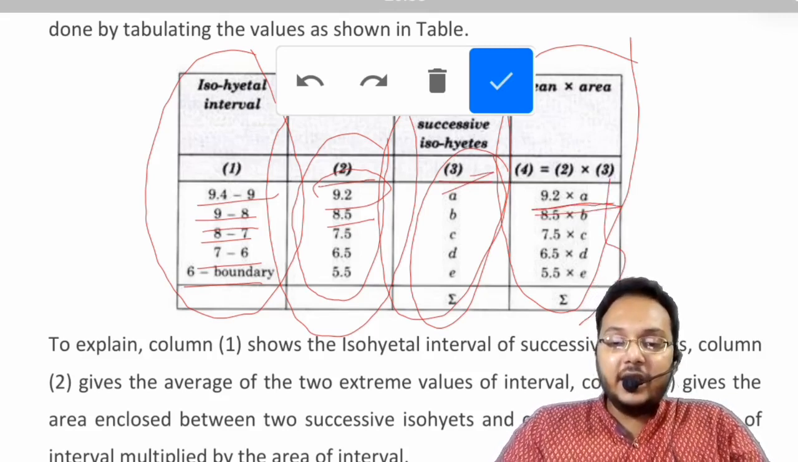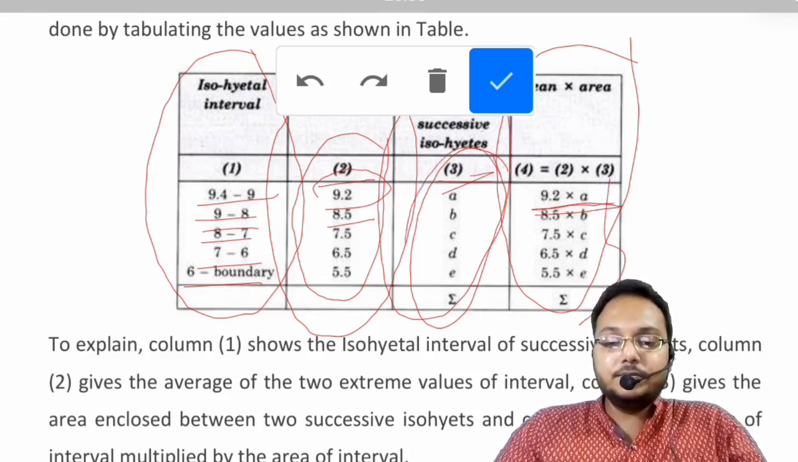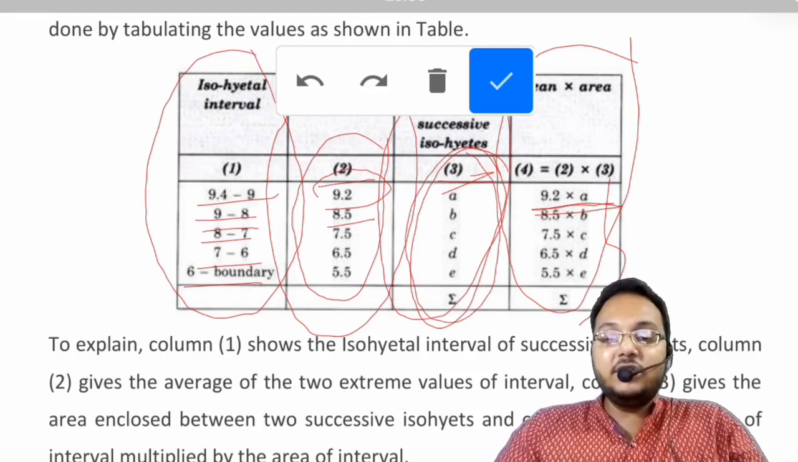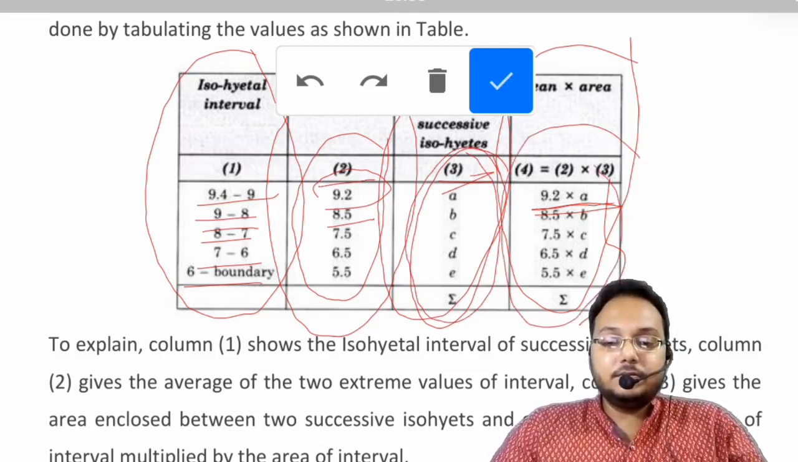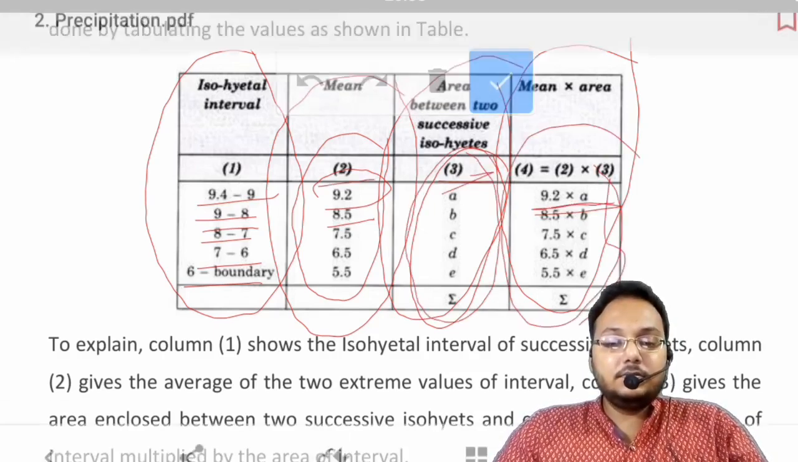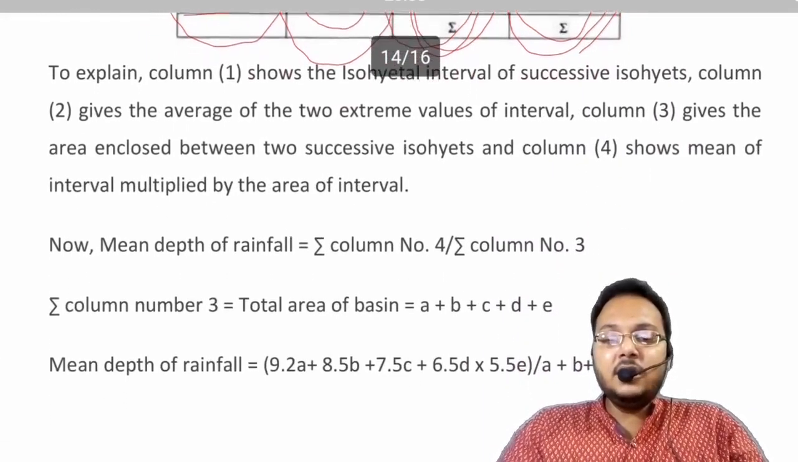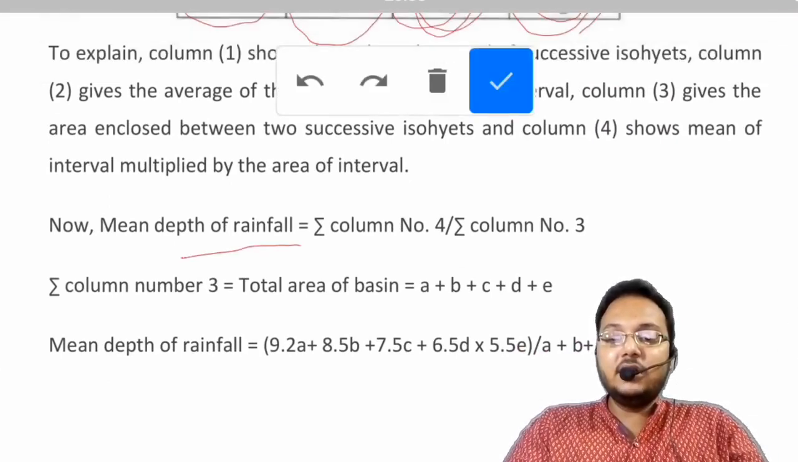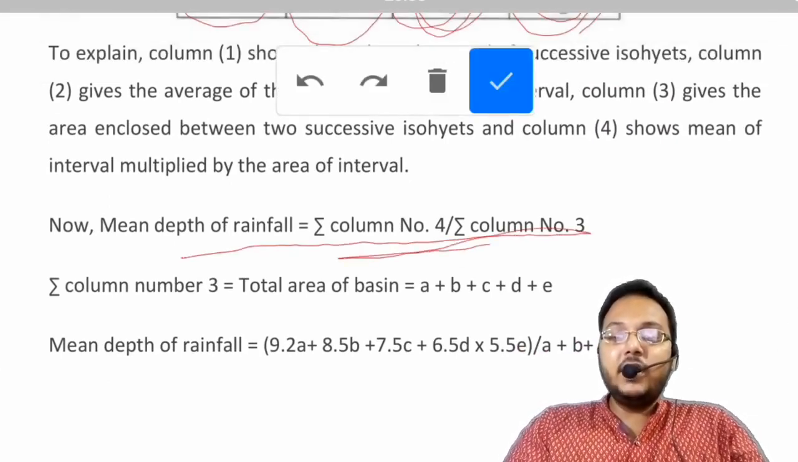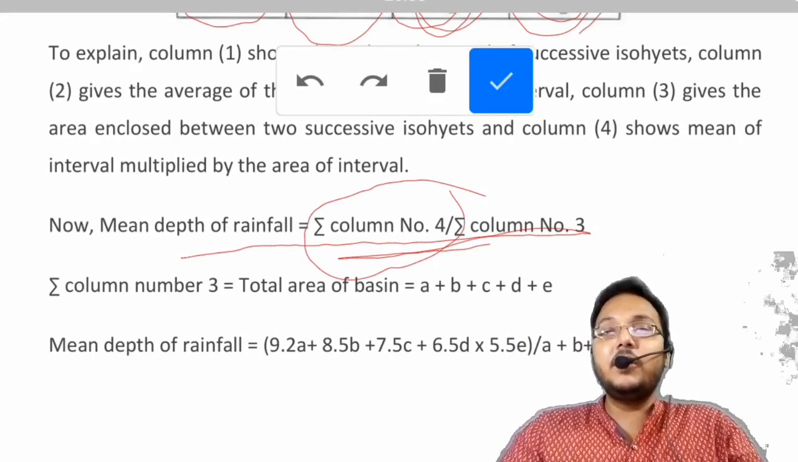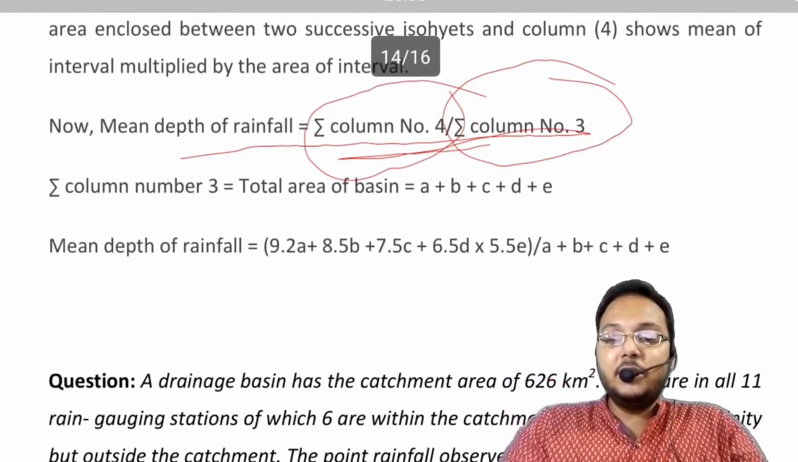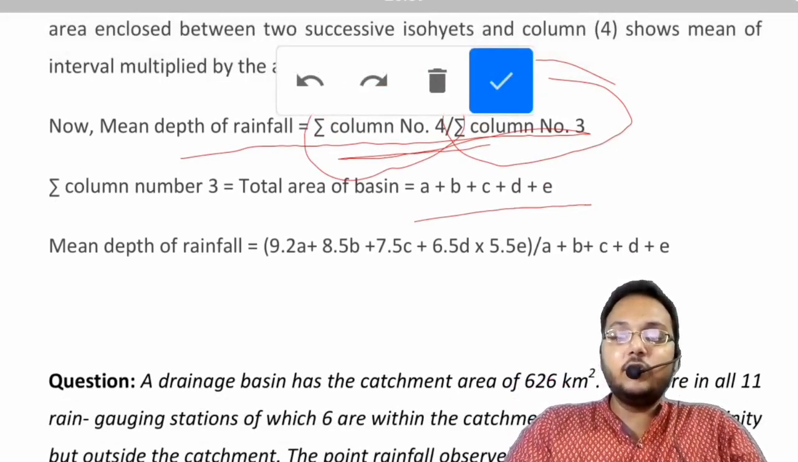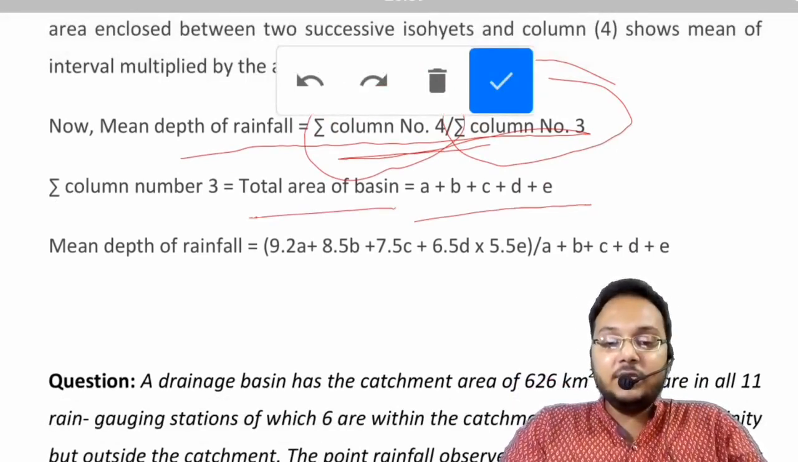At the end of the day, we do the summation of the values in column 3 and the summation of the values in column 4. This way, the mean depth of rainfall will be given by the summation of column 4 values divided by the summation of column 3 values. The summation of column 3 is the simple addition of A, B, C, D, E, and it gives us the total area of the basin, whereas the mean depth of rainfall will be given like this.